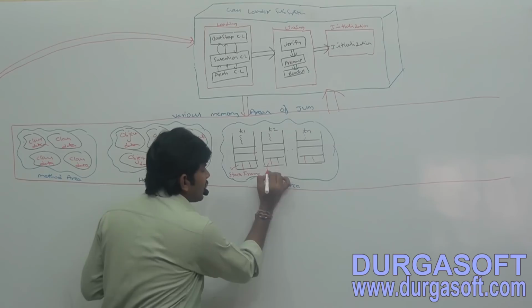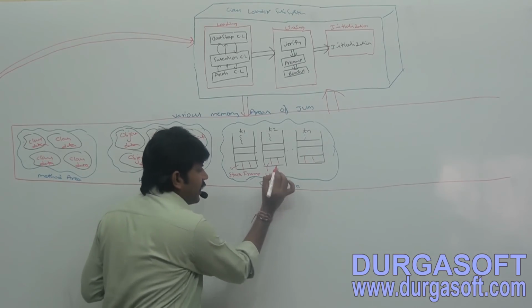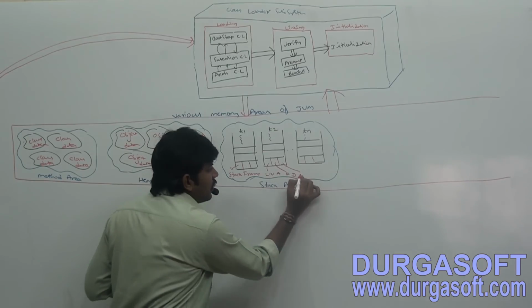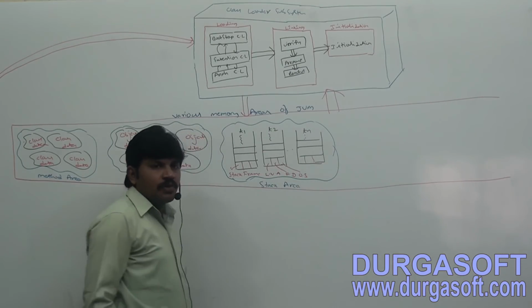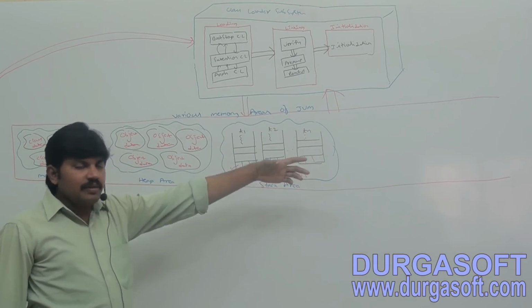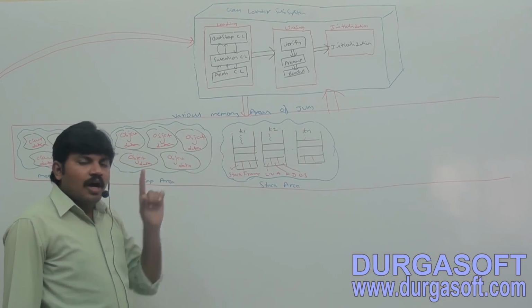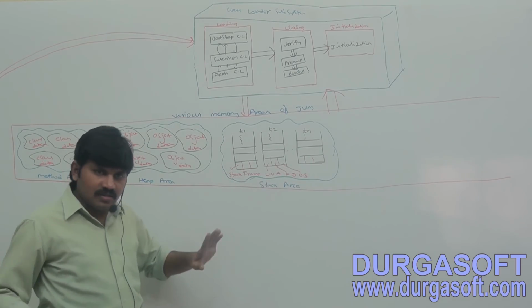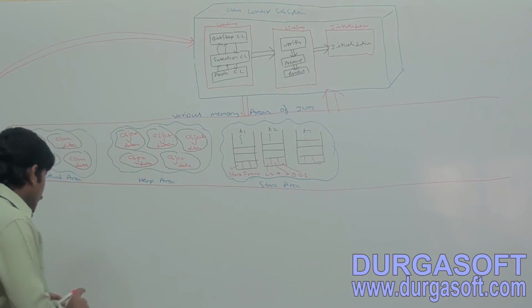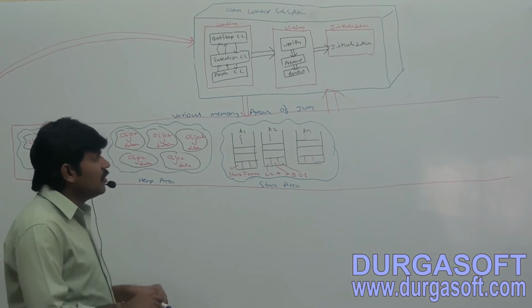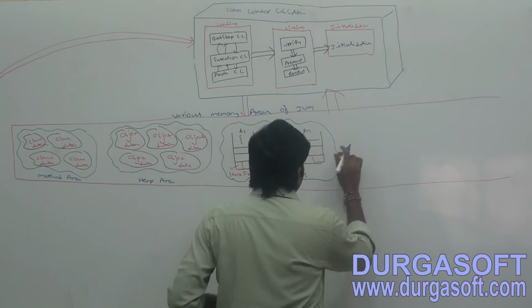Local variable array, next frame data, and after that the operand stack. In total three parts are there. So for every thread a separate stack will be there. All local variables will be stored in the corresponding runtime stack. Clear for all of you, right? So this one is nothing but the stack area, right?